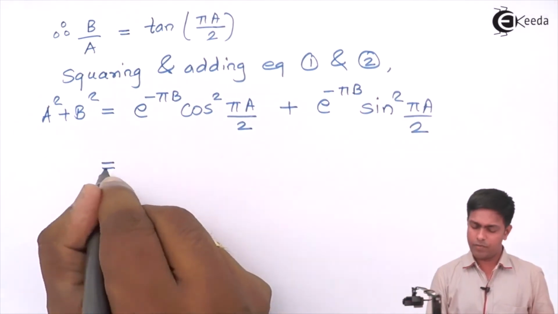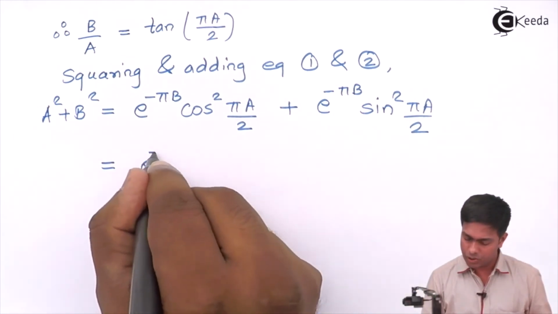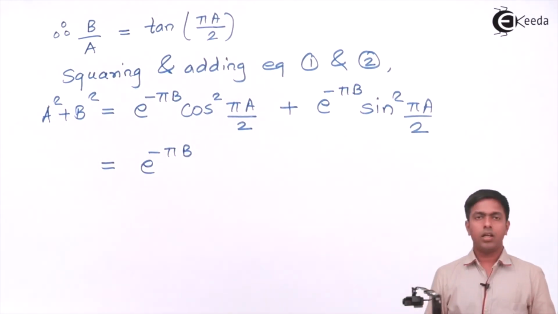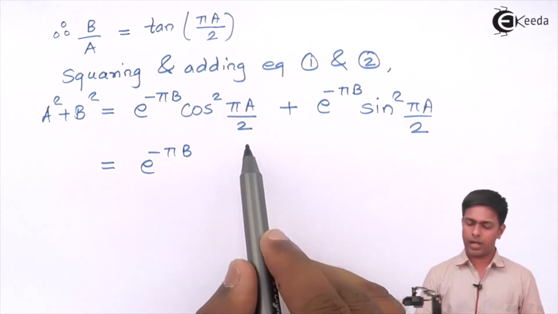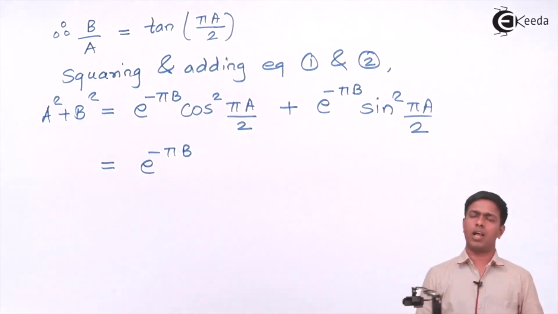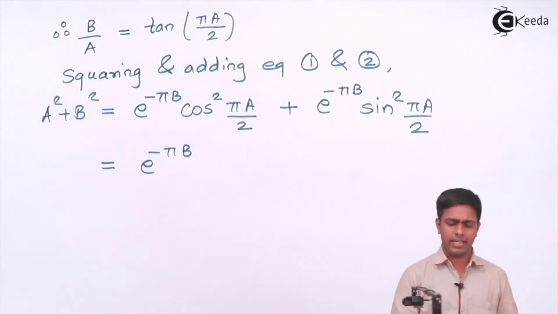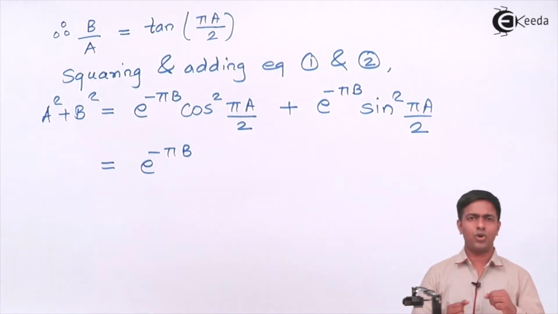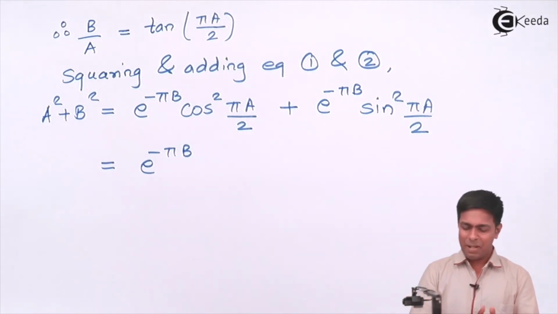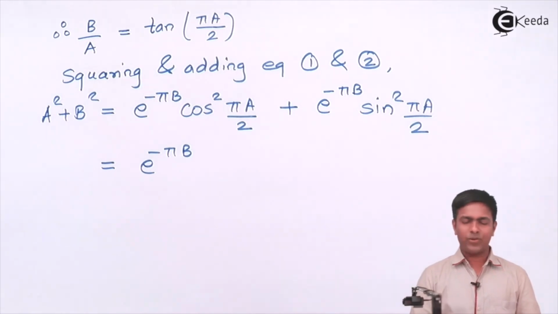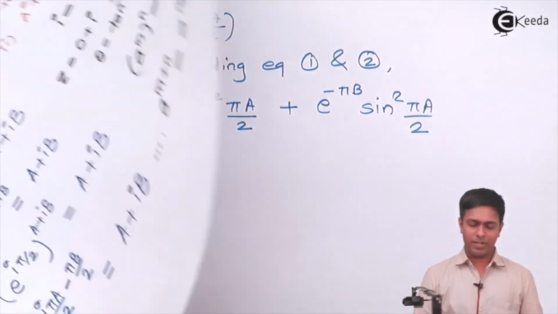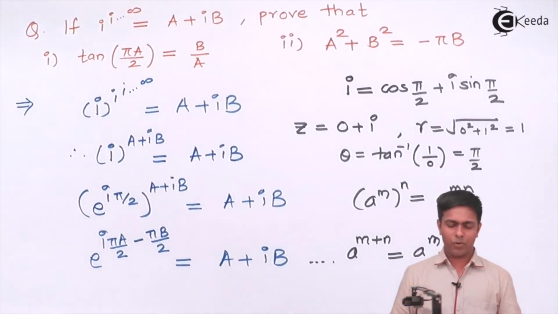And now it's simple, from these two terms I can take e raised to minus pi b common. In the bracket we will get cos square pi a by 2 plus sine square pi a by 2, and guys you know from 8th standard that it is equal to 1. That is your most favorite identity, correct? So here we have proved that a square plus b square is e raised to minus pi b, which is required, and guys we have proved both the results.